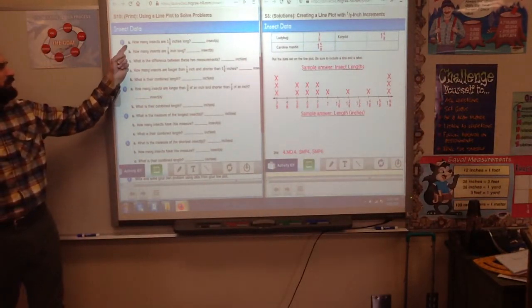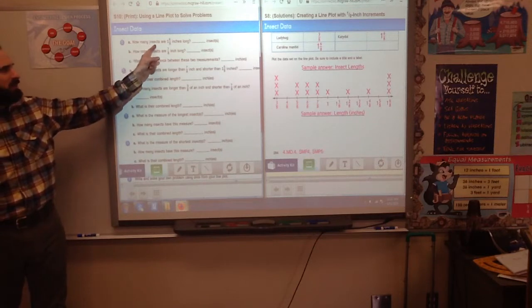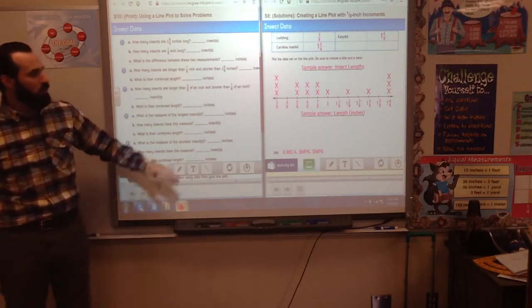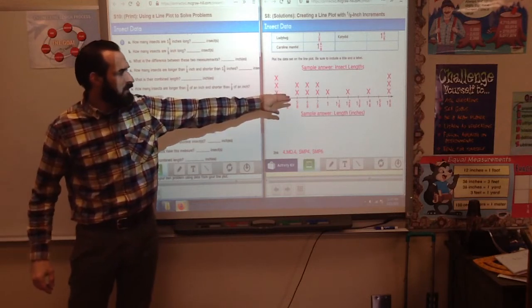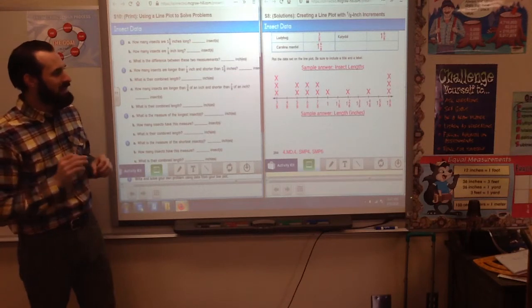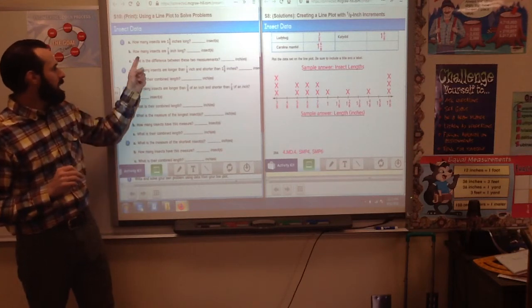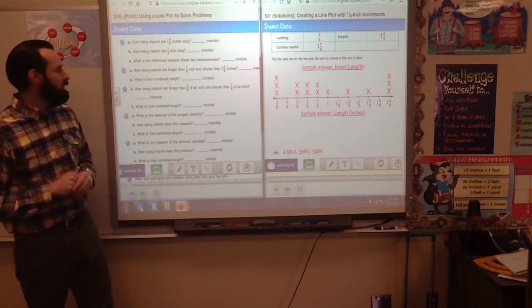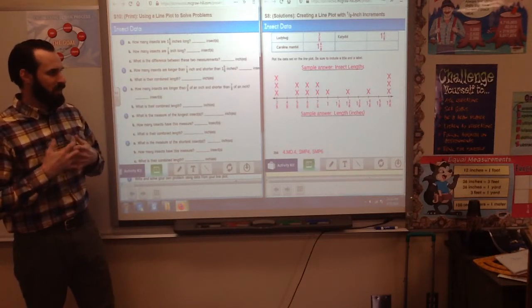This is number 2. It says, how many insects are 1 6/8 inches long? So take a look over at the line plot and find 1 6/8 and how many insects were that long. And also, how many insects were 7/8 inches long? So let's take a look at that, fill those in.